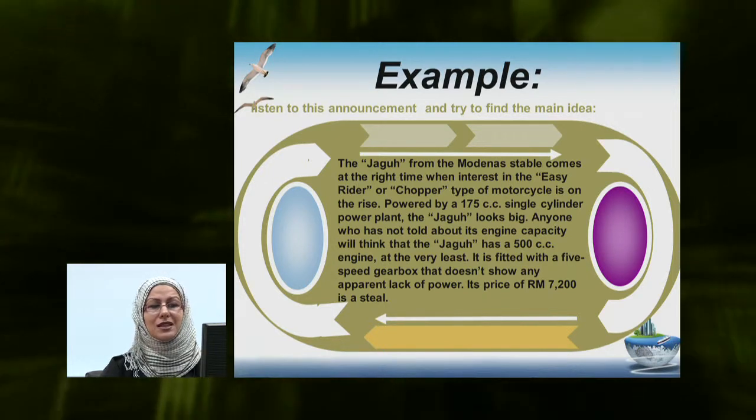The Jago from the Modernist stable comes at the right time when interest in the easy rider or chopper type of motorcycle is on the rise. Powered by a 175cc single-cylinder power plant, the Jago looks big. Anyone who has not been told about its engine capacity will think that the Jago has a 500cc engine at the very least. It is fitted with a 5-speed gearbox that doesn't show any apparent lack of power. Its price of 7,200 Malaysian ringgit is a steal.